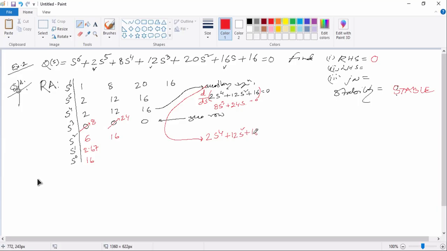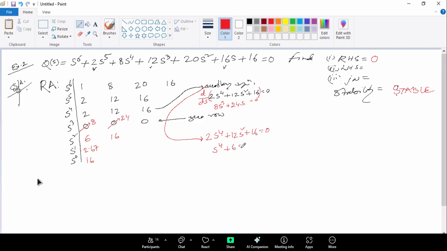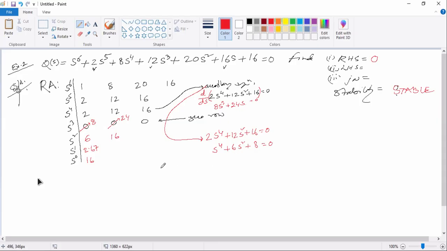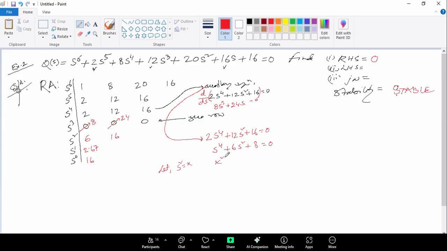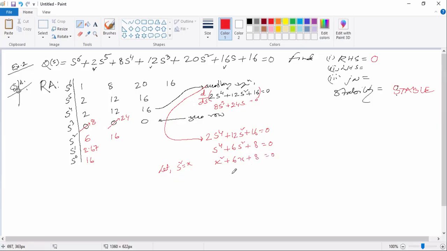This is what you need to understand first. 16, right? Then you can just divide by 2, then you can make it easy, right? s square plus 8. That's it. Divide by 2. Now you assume, let this formula, you can put s square equal to x. And then you get x square plus 6x plus 8 equal to 0.